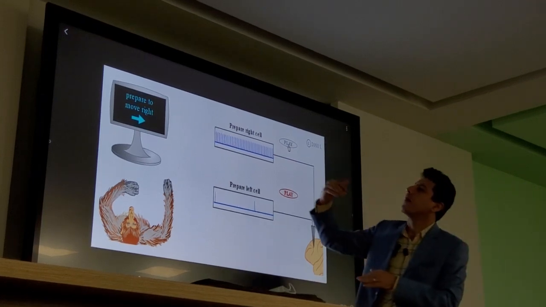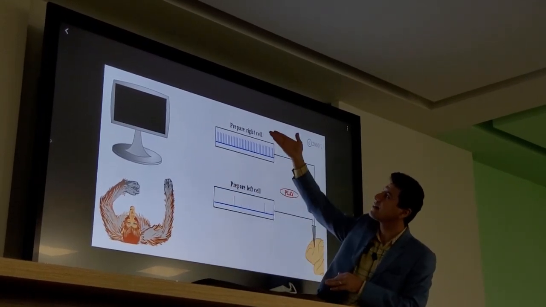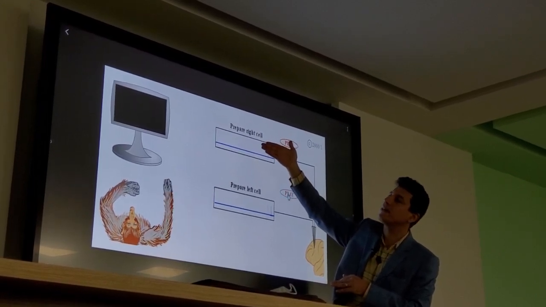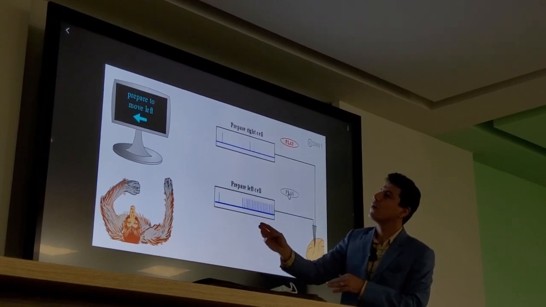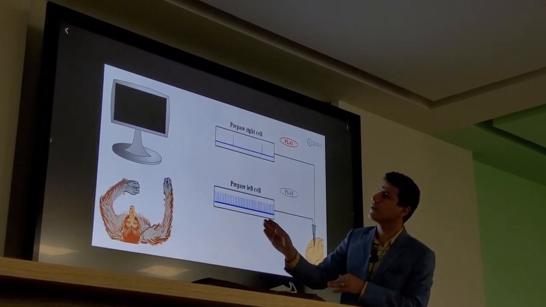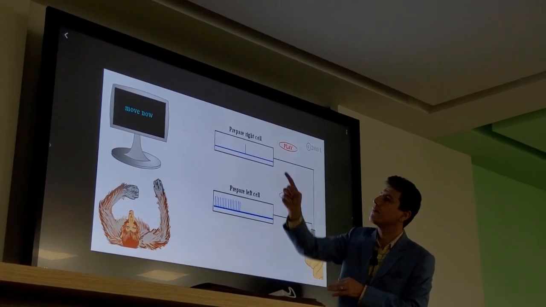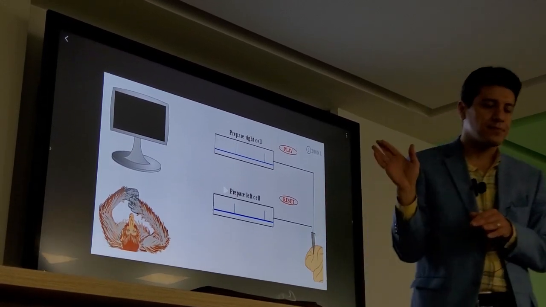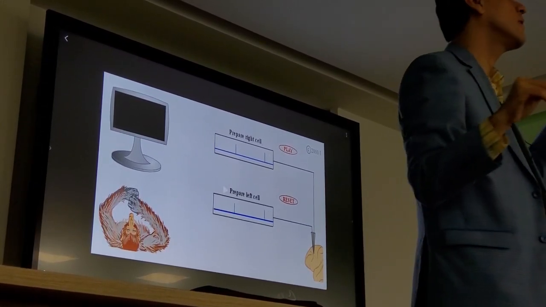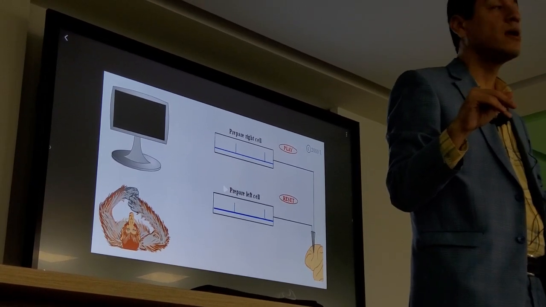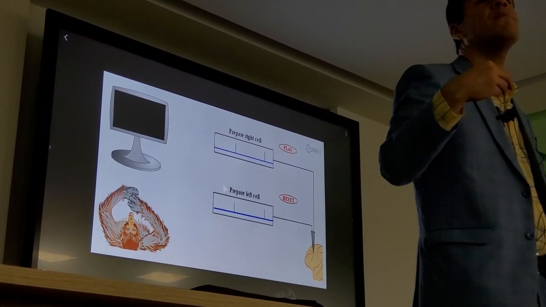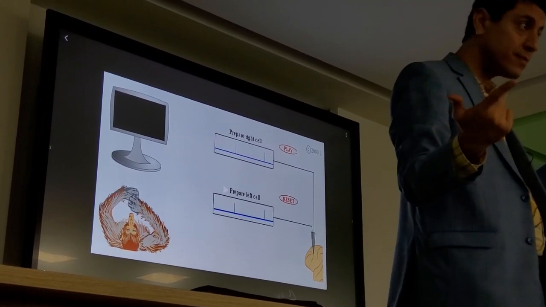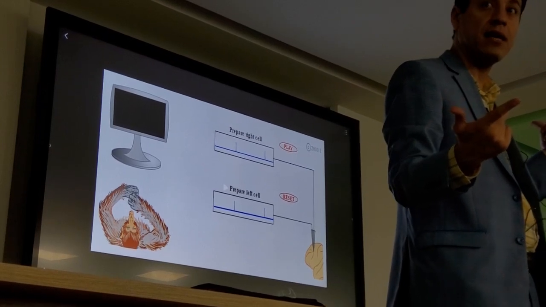So, when we prepare for movement to the right, this neuron is activated, but during the movement it is not active. Again, when prepared to the left, this neuron is activated, but during the movement, it's not active. What does it mean? It means neurons in the premotor cortex are activated when we plan for a movement, not when we do a movement.